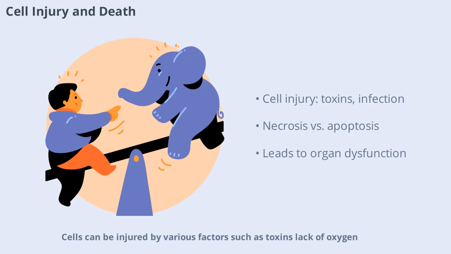Cells can be injured by various factors such as toxins, lack of oxygen, or infections. If the damage is severe or prolonged, cells may die through processes like necrosis or apoptosis. Cell death contributes to organ dysfunction and the symptoms of many diseases. By studying how and why cells are injured or die, we can develop strategies to prevent or limit tissue damage in conditions like heart attacks or strokes.